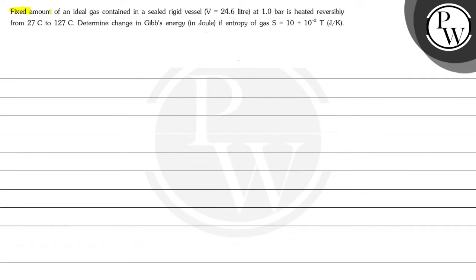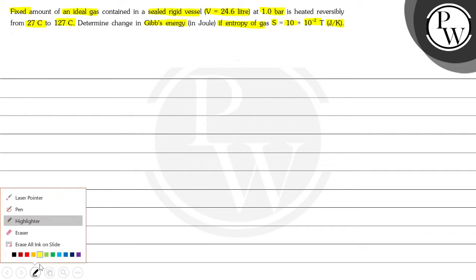Question says: a fixed amount of an ideal gas contained in a sealed rigid vessel, V equals 24.6 liter at 1 bar, is heated reversibly from 27 degrees centigrade to 127 degrees centigrade. Determine the change in Gibbs energy in Joule if the entropy of the gas, S, is equal to 10 plus 10 raised to the power minus 2 T in Joule per Kelvin. Here we have to find the change in Gibbs free energy, that is del G.